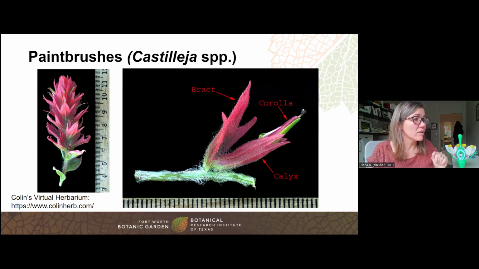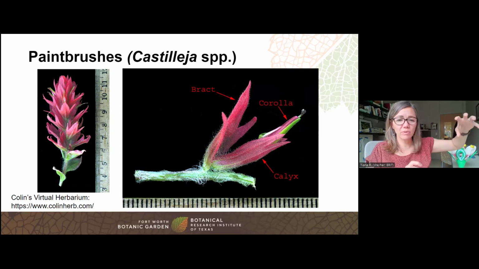So on the left-hand side, and I believe Colin is out of Alberta, somewhere in Canada. These are a different species of Castilleja, but I think it translates. On the left-hand side, you have the inflorescence, the group of flowers, the terminal inflorescence. On the right side, you have a single flower, right?